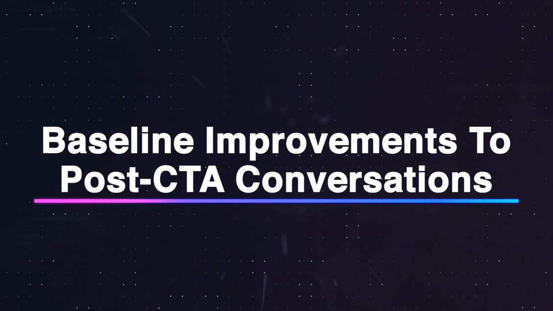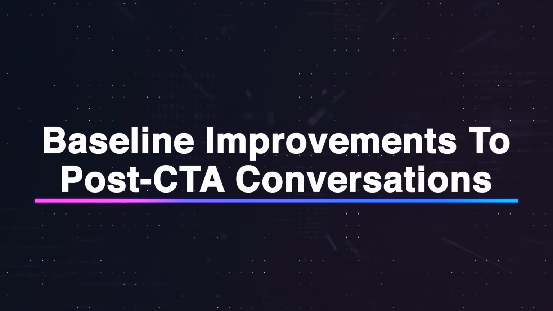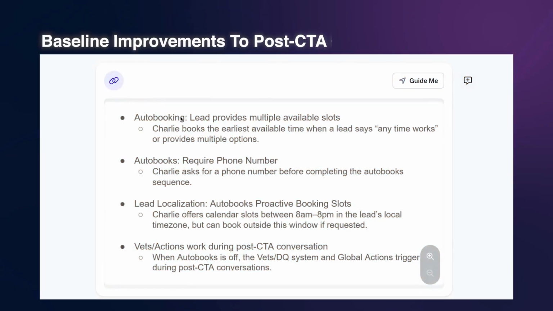And then we've got baseline improvements to post CTA conversations that I'm going to be diving into. First, for auto booking, when the lead provides multiple available slots, Charlie books the earliest available time when the lead says anytime works or provides multiple options. The next improvement is phone number required. Charlie will ask for a phone number before completing the auto booking sequence if it does not know the phone number of that lead. Third one is lead localization.